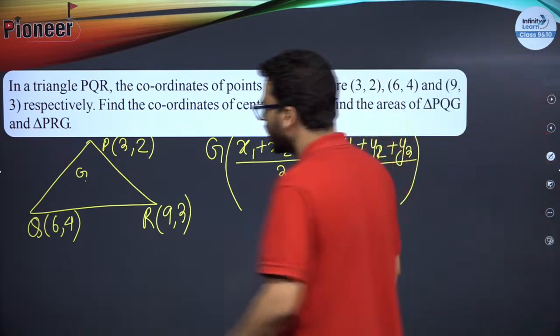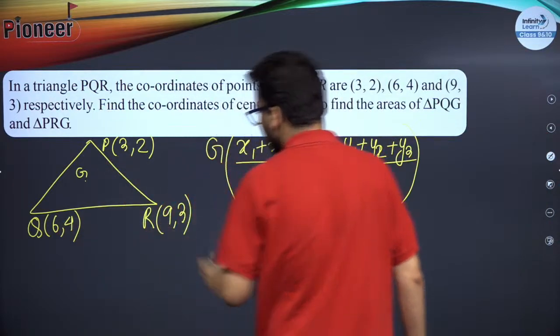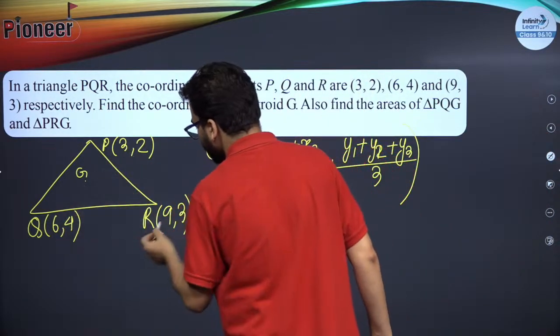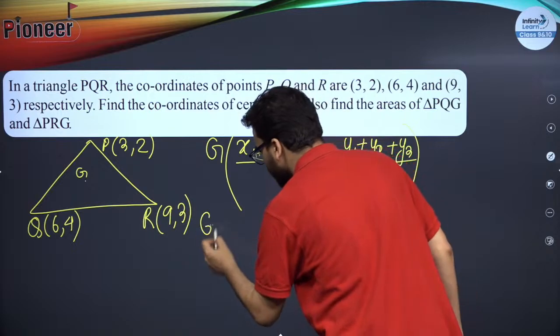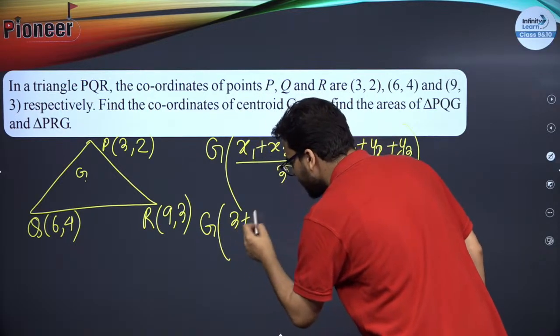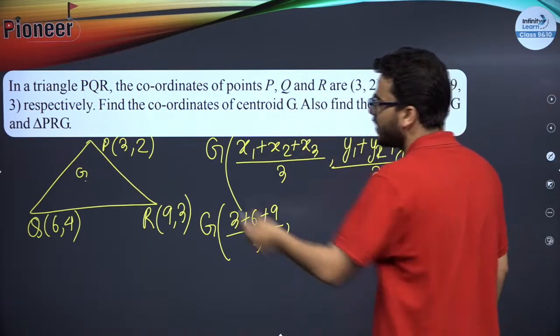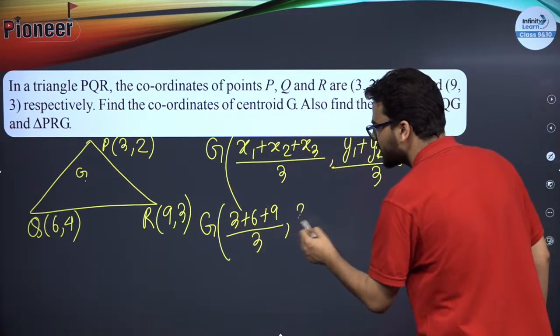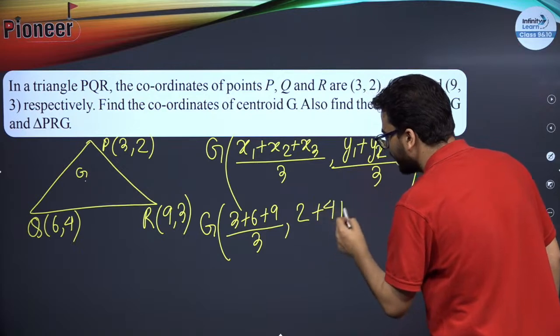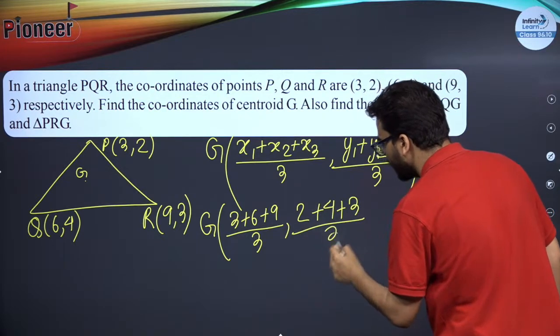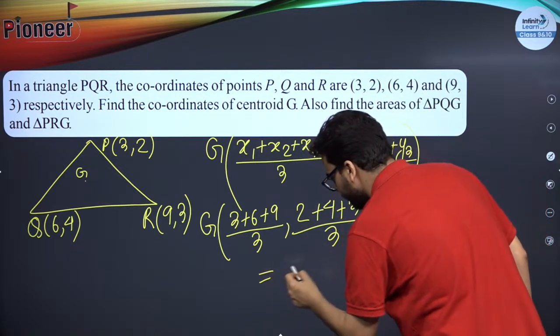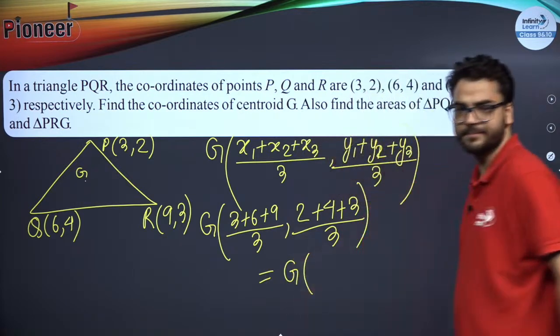So the mean of the x coordinates will be what, guys? You just have to add them up. So 3 plus 6 plus 9 divided by 3 over here. And then the y coordinates will be 2 plus 4 plus 3 divided by 3 over here. So what are the coordinates of the centroid, guys?